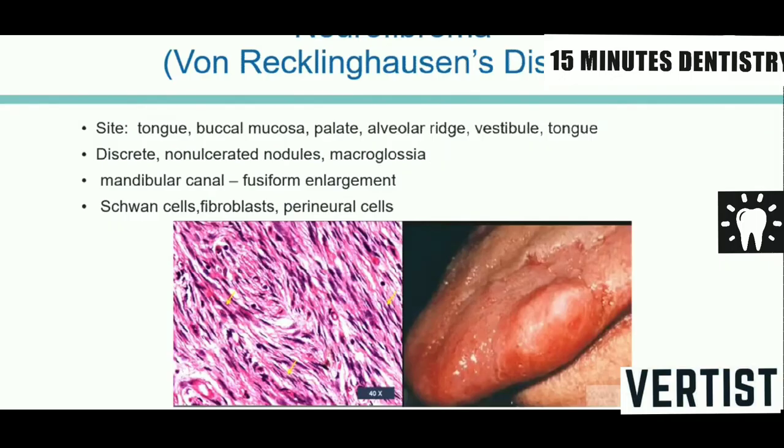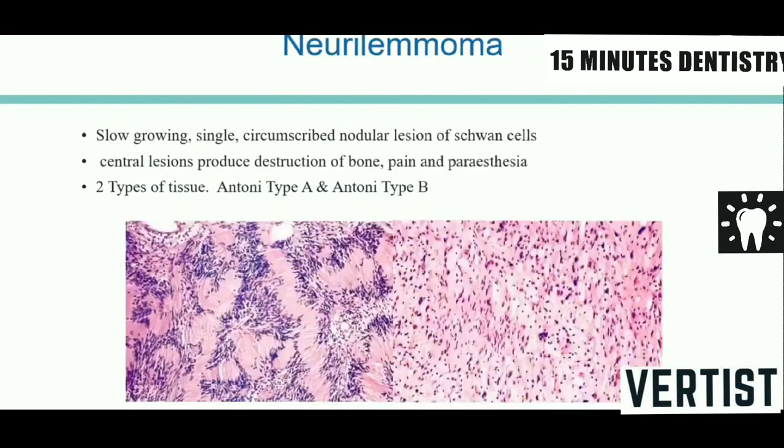It is a tumor of Schwann cells, fibroblasts, and perineural cells. Histopathologically, you can appreciate the spindle cells showing delicate, thin, wavy nuclei arranged in short fascicles in a haphazard manner.